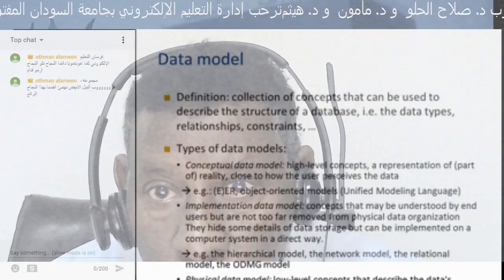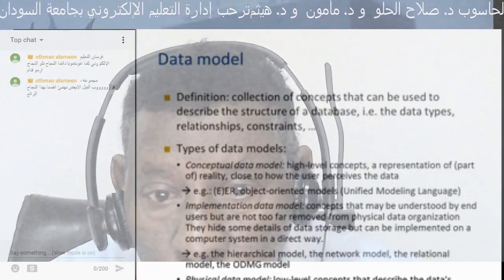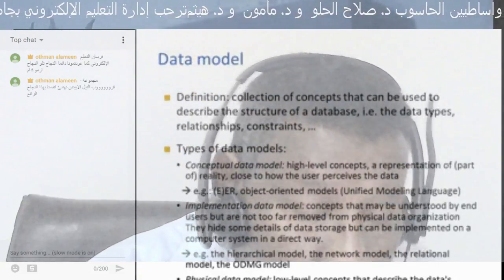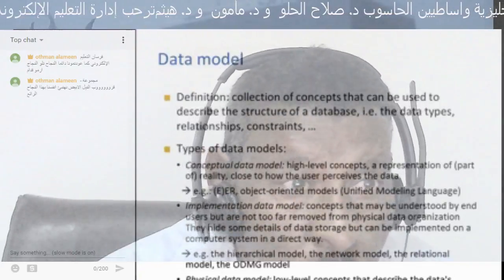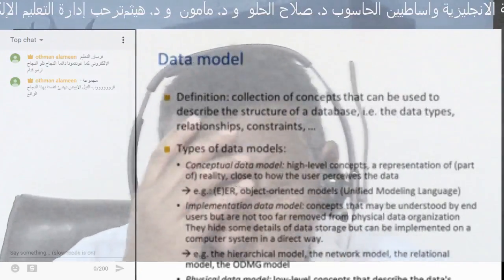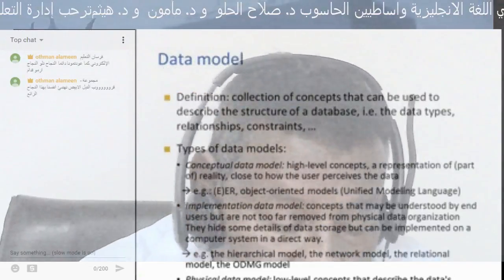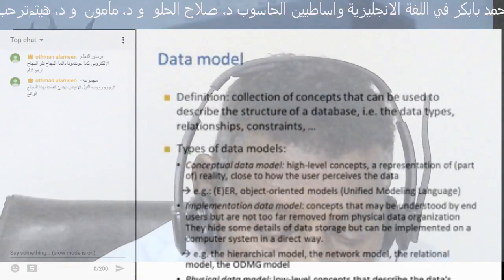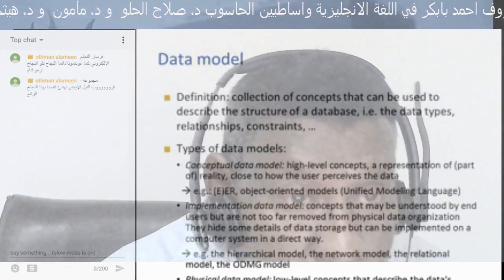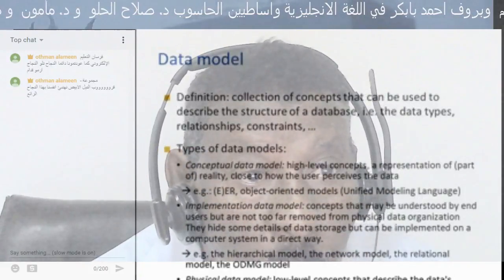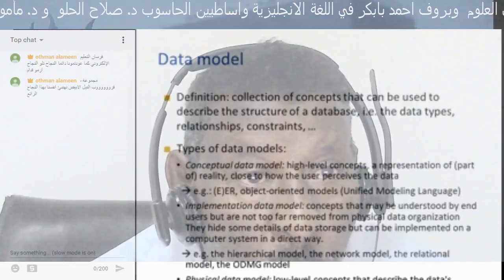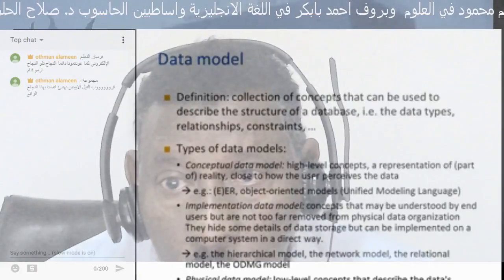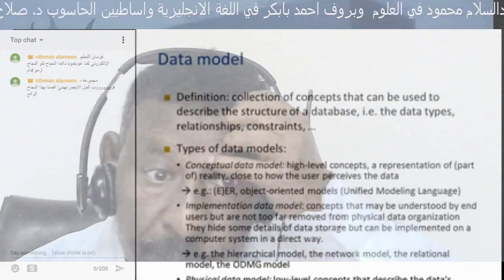And there exist different types of data models. The first type of data model is a conceptual data model. A conceptual data model is a high-level model. High level means it's very user-friendly. It is not very specifically oriented towards implementation. So it contains high-level concepts. It has a representation of part of the reality, and it's close to how the user perceives the data. Types of data models, well, we have the EER model. That stands for Enhanced Entity Relationship Model. We're going to extensively comment on that in due course. And object-oriented models. These are two examples of conceptual data models that we're going to come back to.